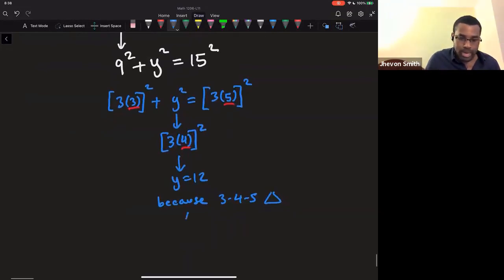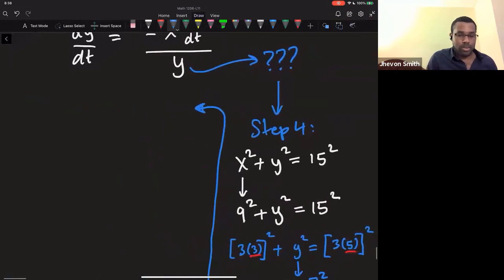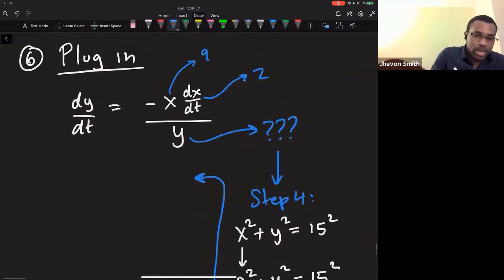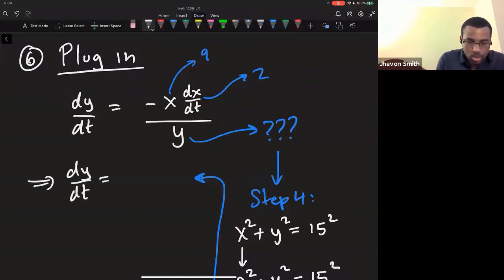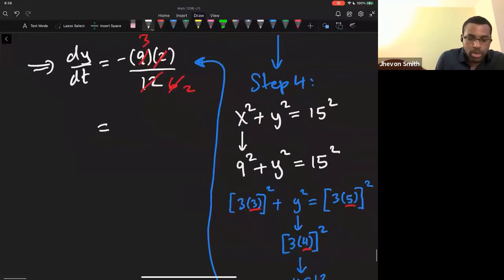Then we go back here. Now we know everything, so we can figure it out. We have dy dt equals 9 times 2 over 12. And 2 into 12 goes 6, 3 into 6 goes 2, 3 into 9 goes 3. So this is going to be minus 3 over 2 feet per second.